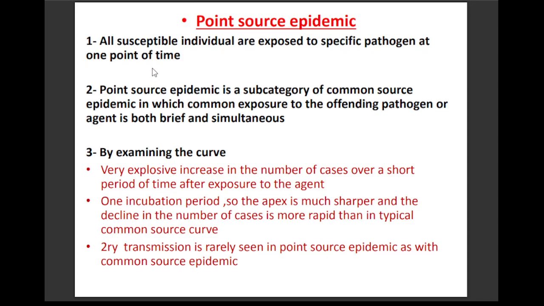All susceptible individuals are exposed to a specific pathogen at a particular time. So the pathogen, the host and time, all three are involved simultaneously. The point source epidemic is a subcategory of common source epidemic in which common exposure to the offending pathogen or agent is both brief and simultaneous.